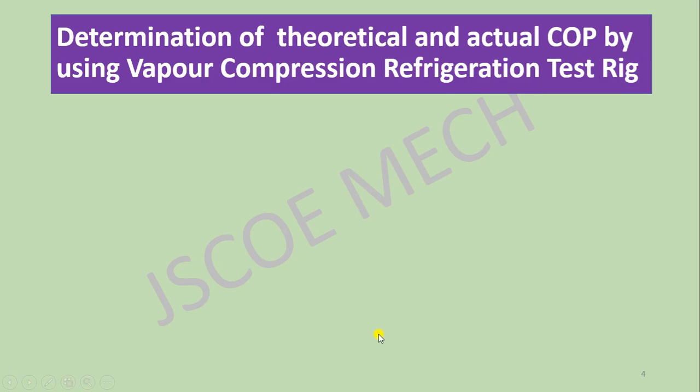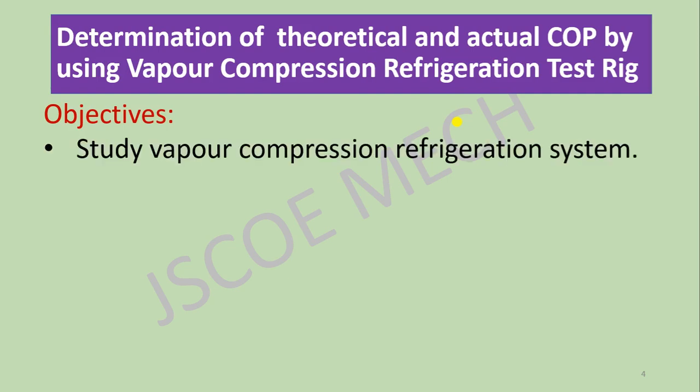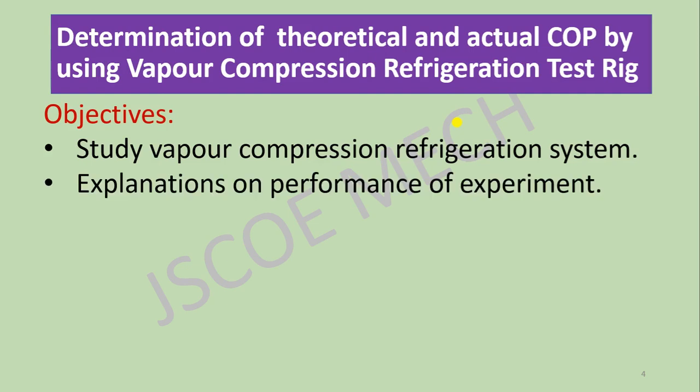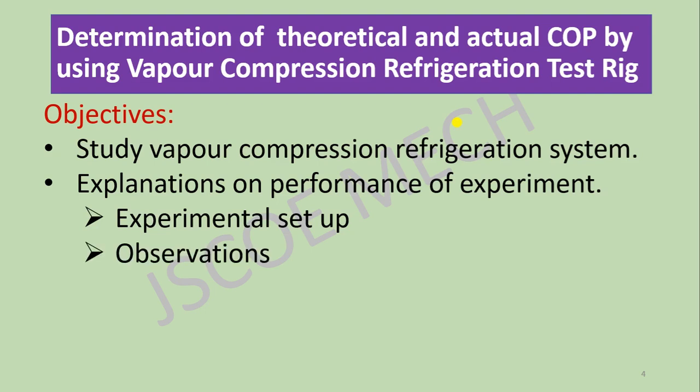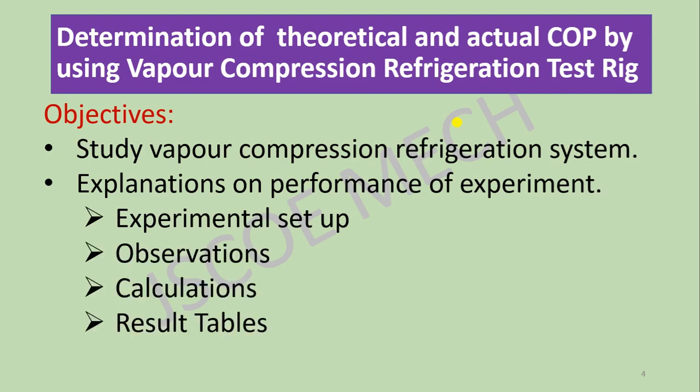In this experiment, we determine theoretical and actual COP, means coefficient of performance, by using vapor compression refrigeration test rig. So objectives of these experiments are: study vapor compression refrigeration system, explain performance of experiment, which includes experimental setup, observations, calculations, result tables, and conclusions.